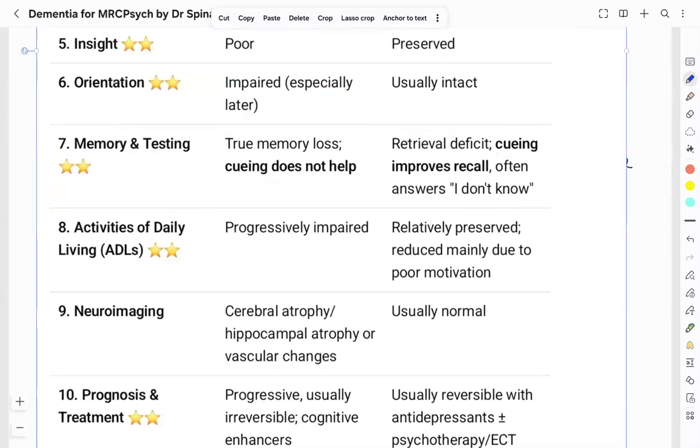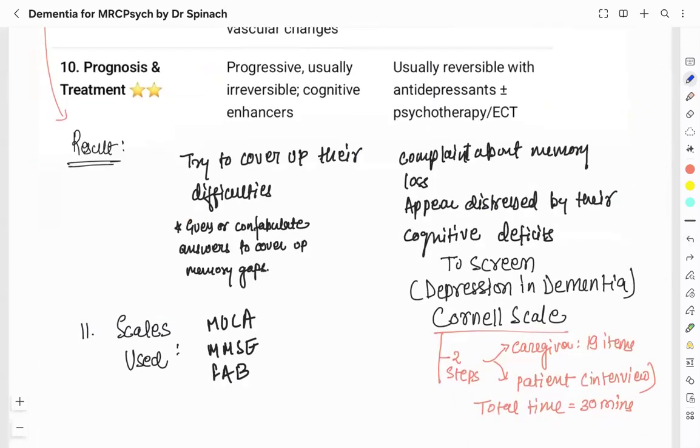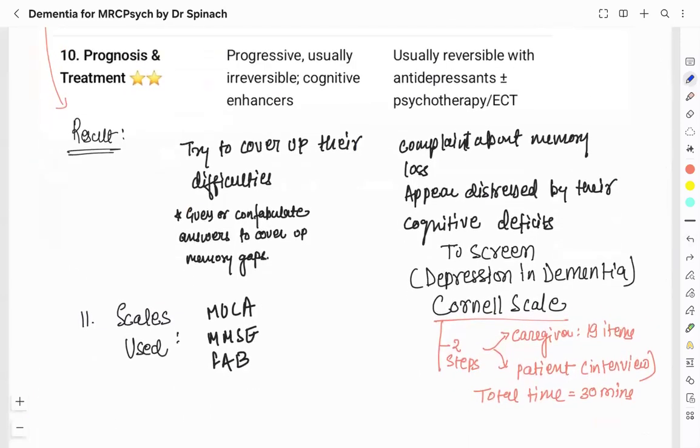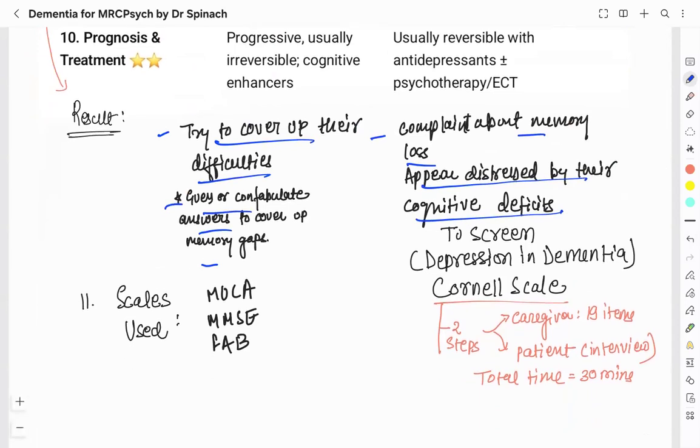Okay, I have written something about this down here. A little bit more of it. So they try to cover up their difficulties, which we already saw. They complain about memory loss and appear distressed by their cognitive deficit. Now, this is the scale that we use for screening dementia and depression.